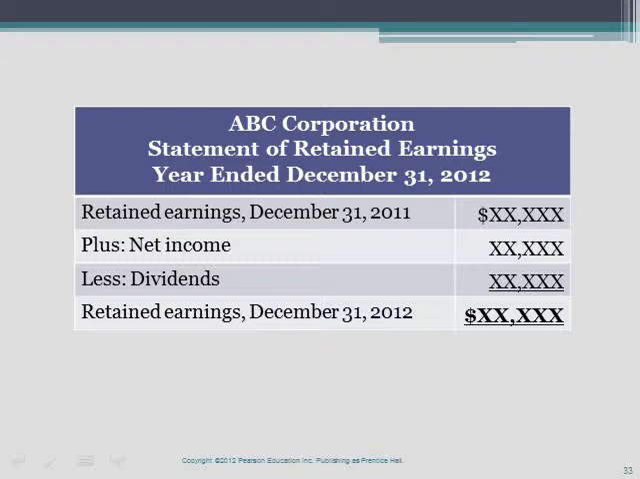This shows us a typical statement of retained earnings, and it reflects the activity in the account. As we can see, we start with a beginning balance of retained earnings. We add to it net income. If this had been a net loss, it would have been less net loss. And then we reduce retained earnings for any dividends also declared by the board of directors and paid to shareholders. The result of all of this is the current year retained earnings balance.